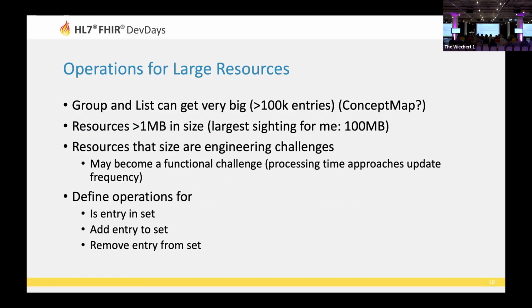Also, we added operations for very large resources. There are implementations out there where we've seen group and list resources with more than 100,000 entries. Concept maps can get quite big too, so I'm going to have to think about that, or we will have to think about that. But we've seen resources much bigger than 1 megabyte in size. I have yet to see a resource out of a prototype production system that's bigger than 100 meg.